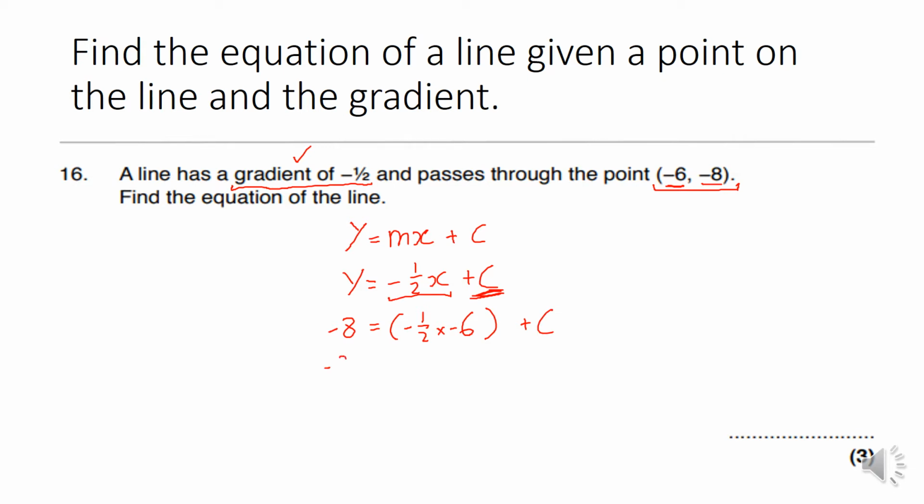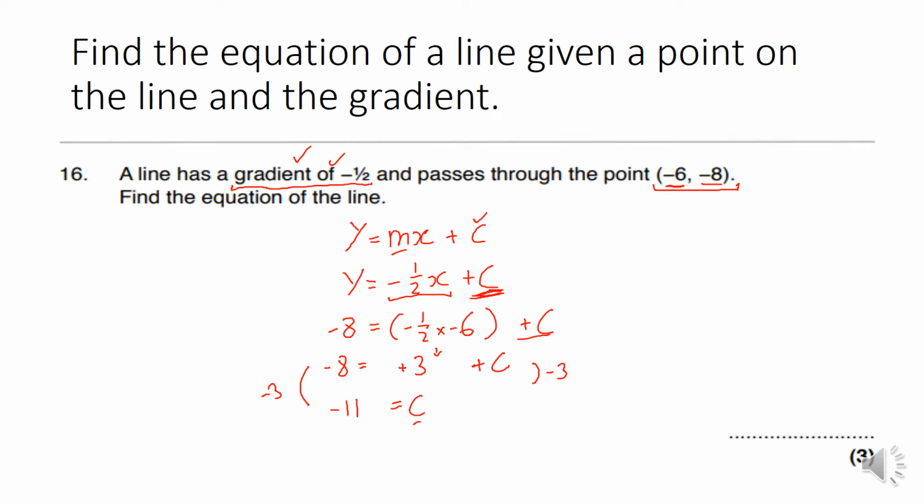So now we've got minus 8 equals, so minus times a minus gives a plus, so this is going to be plus, and we've got a half times 6, which is just 3, and then plus c, because this bit we haven't done anything with. Okay, so now if we take away 3 from both sides, we just end up with minus 11 equals c. So we've got our value of m, we had that right from the start. We've got our value of c, so that means we've got our equation.